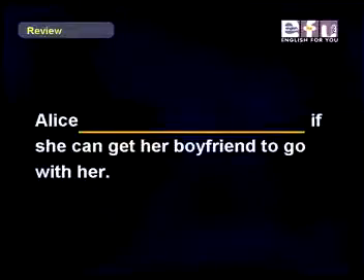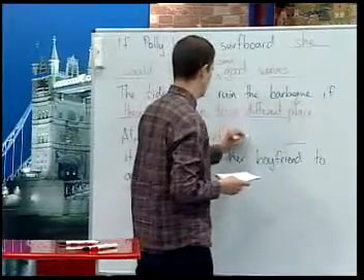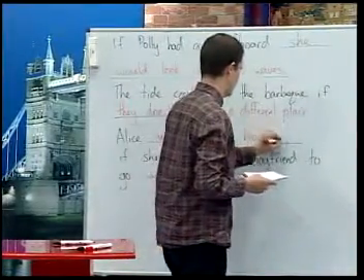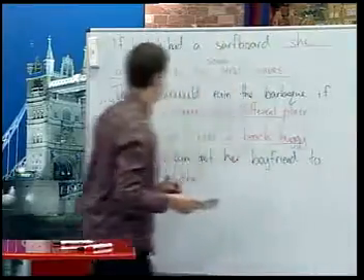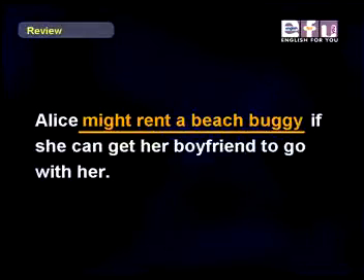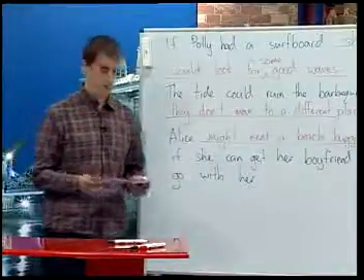And Lewis, one for you. Alice, something if she can get her boyfriend to go with her. What do you think, Lewis? Alice might rent a beach buggy if she can get her boyfriend to go with her. Good. Alice might rent a beach buggy. Alice might rent a beach buggy if she can get her boyfriend to go with her. Very good. Thank you all.